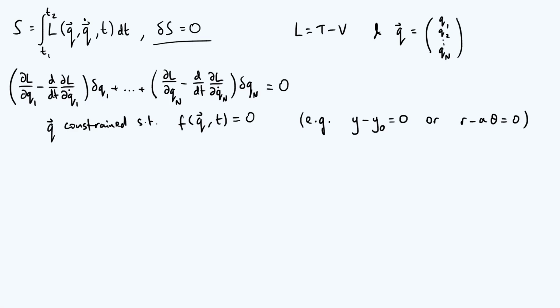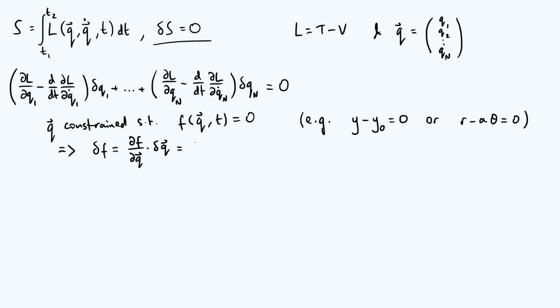So if f always has to be 0, that restricts the possible changes that we're allowed to make in our coordinates, in other words, the delta q's, right? So this equation has to be satisfied. What does that imply about the changes that we're allowed to make in the coordinates? Well, if you think about what delta f would be, if you change q by a particular amount, it would just be the partial derivative of f with respect to q dotted with delta q.